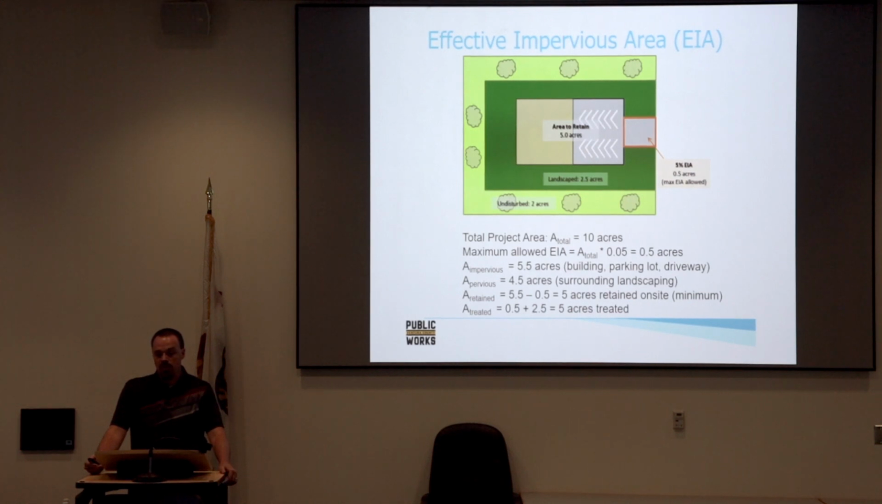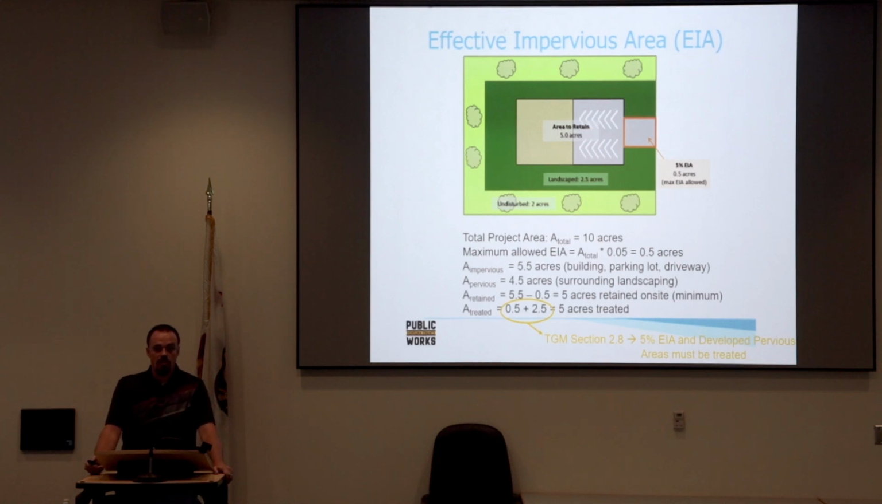And then your area treated, as I mentioned, you need to treat this stuff. So the 0.5 acres of the 5% EIA, plus the TGM identifies any developed pervious areas must be treated. So even landscaped areas, you need to be treating those before they leave the site. That's a common missed item amongst developers, designers, plan reviewers. I'm guilty of it myself a couple times.